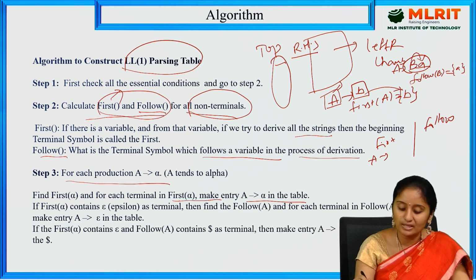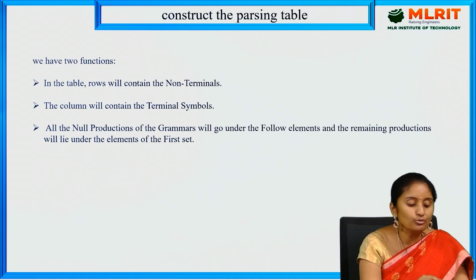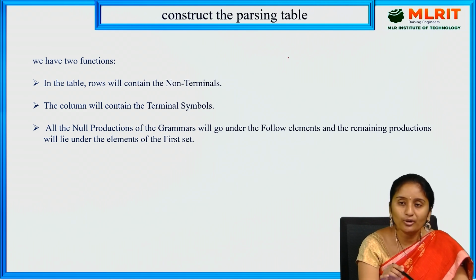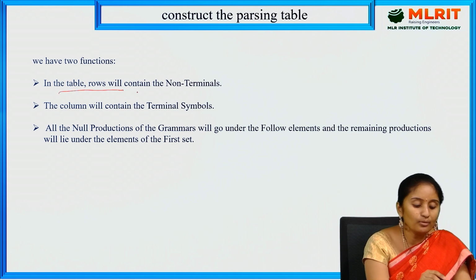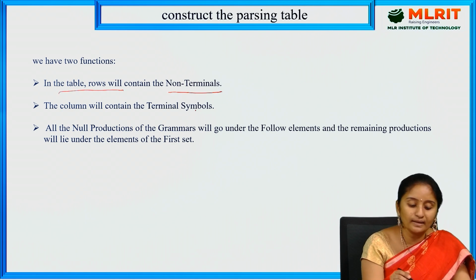If the first function is having A tends to alpha, then directly I can place it in the parsing table. If I have epsilon, then we place this epsilon under the follow of A. So to construct the parsing table, we are going to have two functions. In the table, rows will contain non-terminals, and columns will contain terminal symbols.